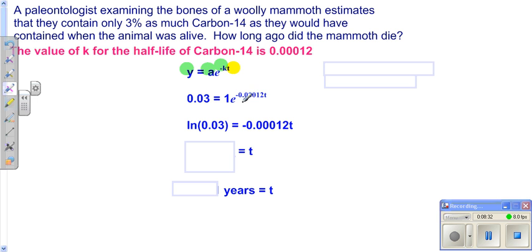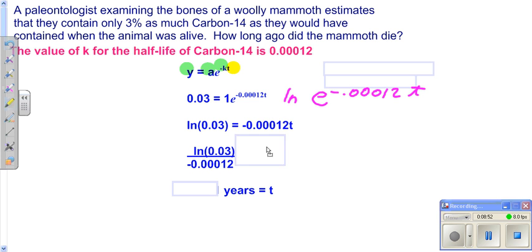Remember, when you take the natural log of an e, it undoes the e, and your e and natural log undo each other, leaving you only with your exponent. So that's why we just have this. Now you've got to get rid of that by dividing both sides by this number to get t by itself. So that's your calculator ready form. You type it in and we would get this for our time.